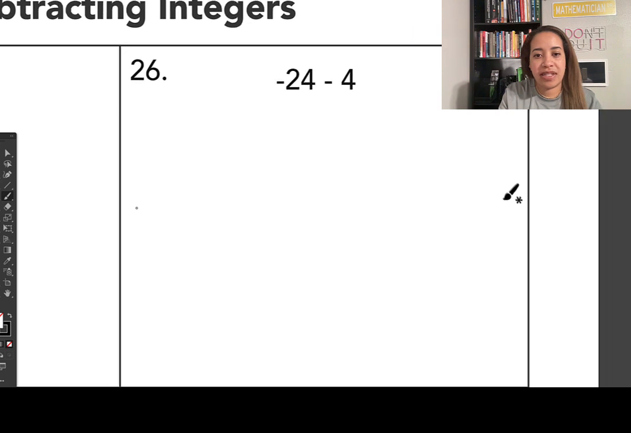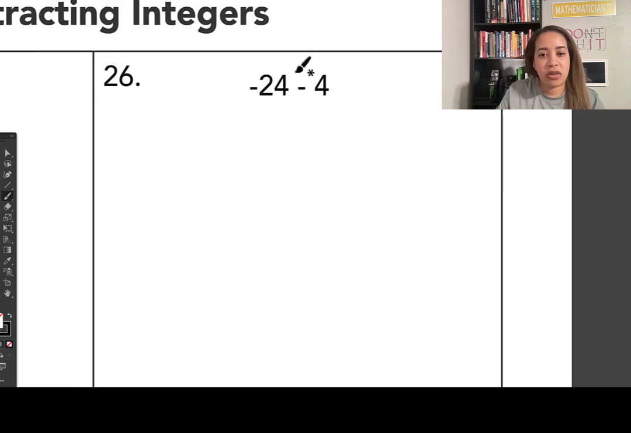Here is number 26. I see a subtraction problem, so I say keep, change, change. We keep the negative 24, change from a minus to a plus, and change from a positive 4 to a negative 4. This time we see an addition problem where we have the same signs. We see a negative plus a negative. We can say same signs add. 24 plus 4 gives us 28.